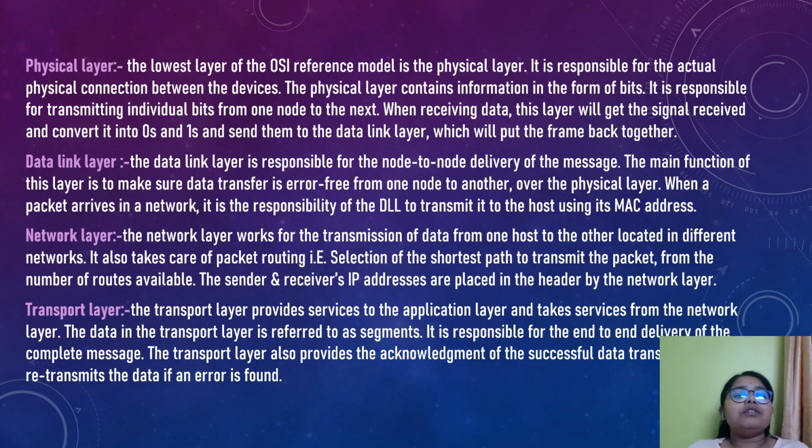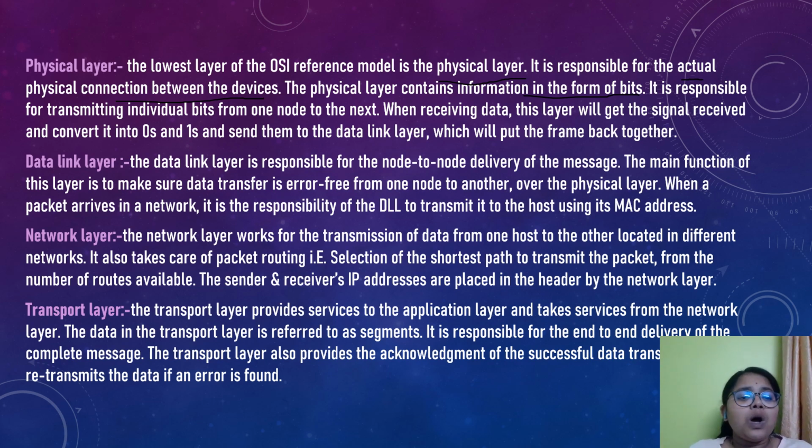First thing is the physical layer. The lowest layer of the OSI reference model is called the physical layer. It is responsible for the actual physical connection between the devices. It will be like a bridge between the actual device and the OSI model. The physical layer contains information in the form of bits. Information will be stored in the form of bits.